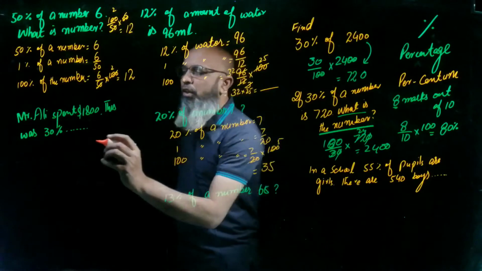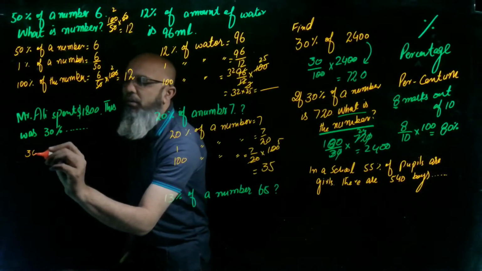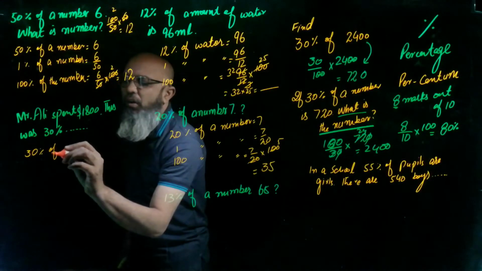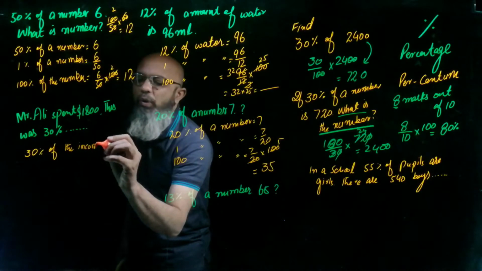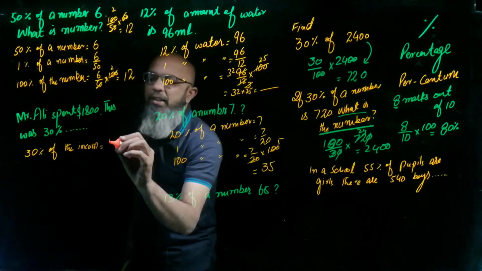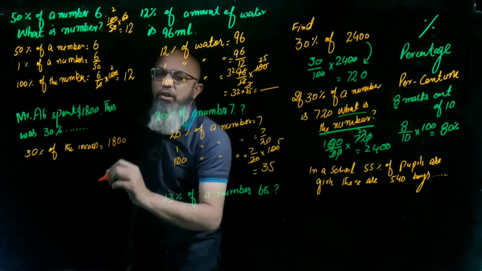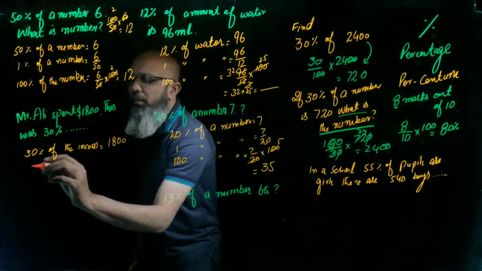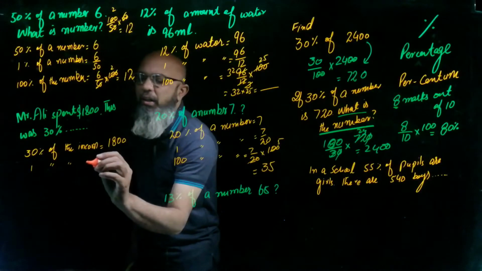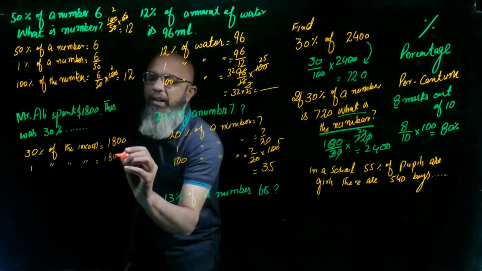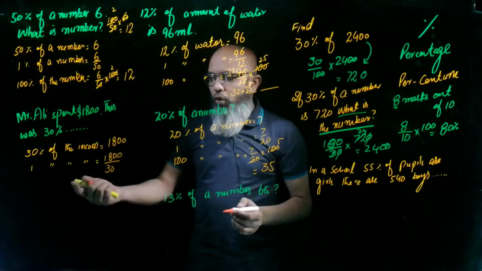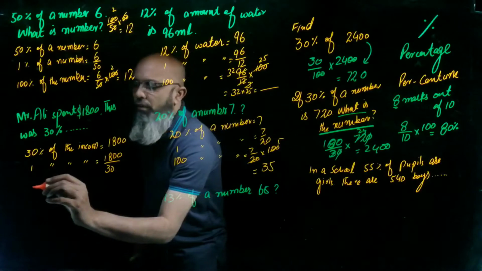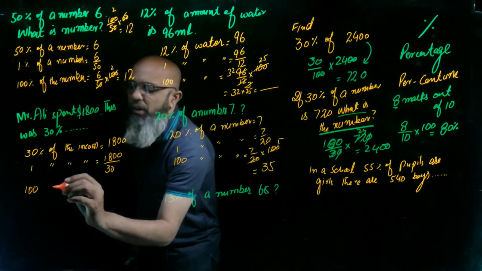So what do you write here? You will write here 30% of the income. What is 30% of the income? That is $1800. So what is 1%? 1% of the income, that is 1800 divided by 30. And what are we going to find? We are going to find the 100%, meaning the original salary.